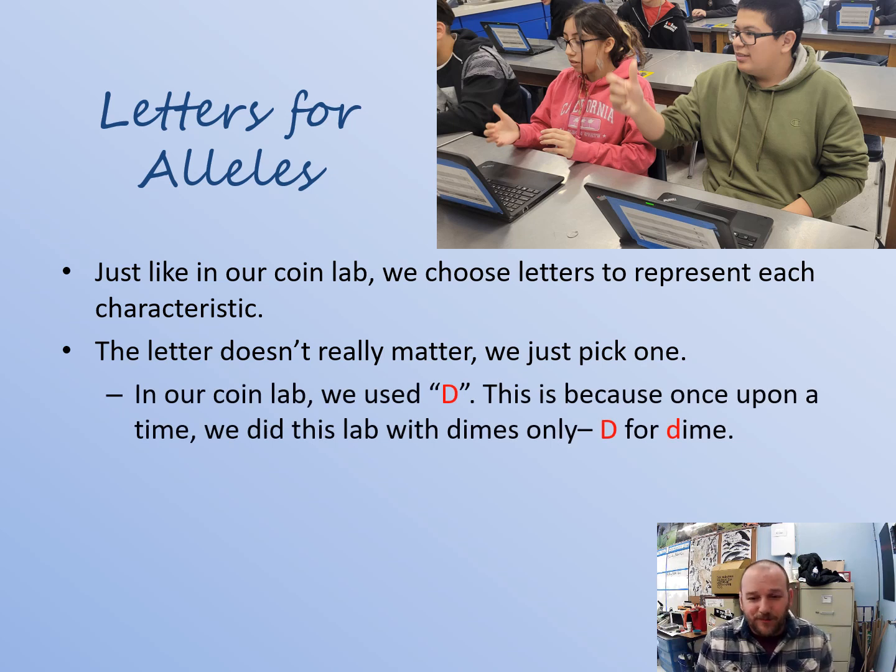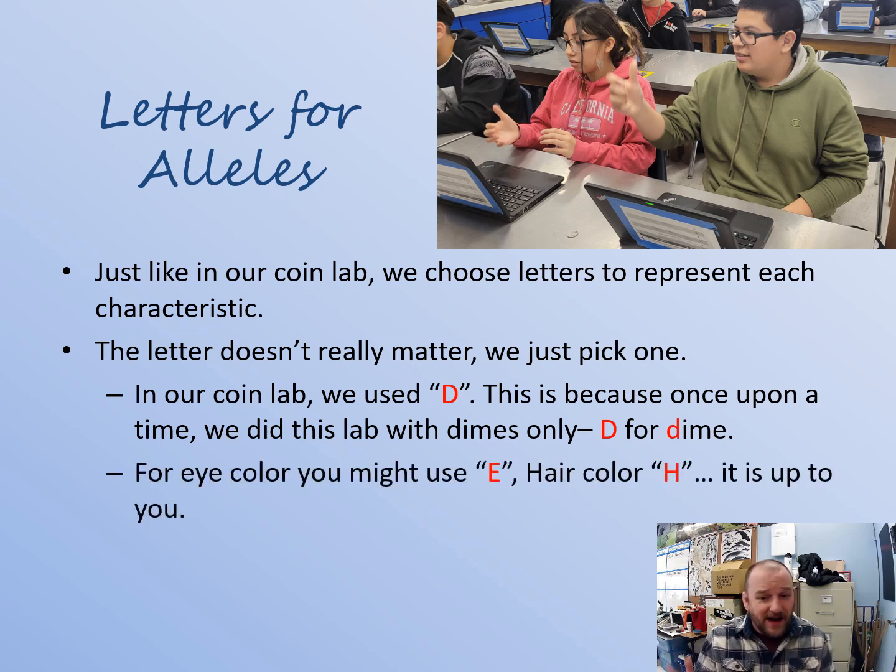This worked for us. The reason we chose D is back in the good old days, I used to do this lab with just dimes. So D for dime. It doesn't really matter. If you're doing eye color, you might use E, hair color H. It's really up to you depending on your alleles and your characteristics.